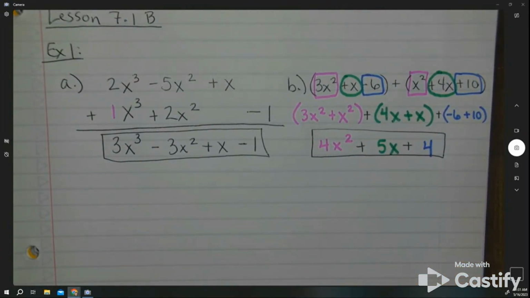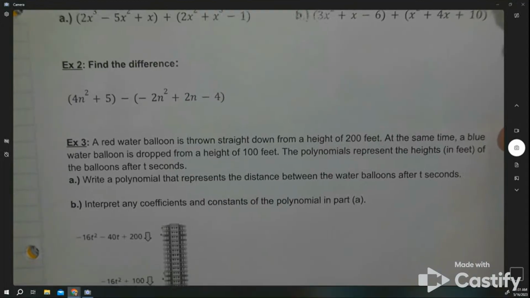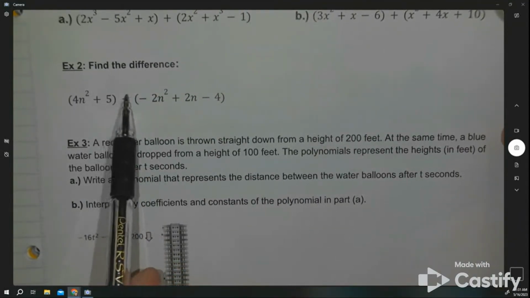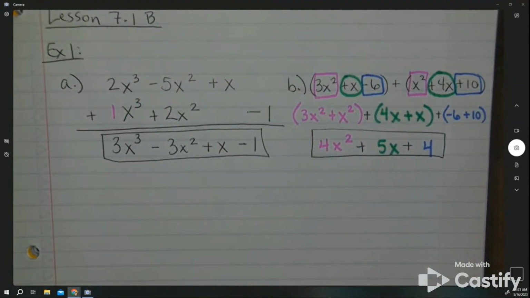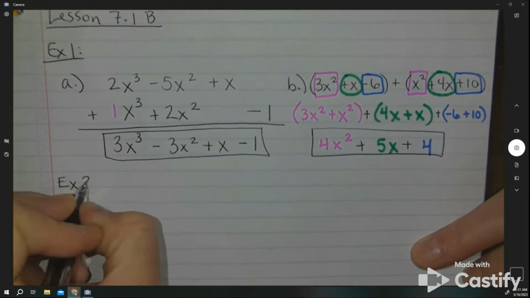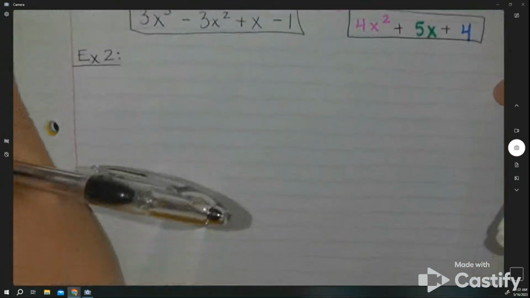For example 2, we're going to find the difference here. Now, what you need to remember is that it says minus in front of parentheses, so it's kind of like making sure we do the distributive property with that. So let's set it up first. I like to do the subtraction ones as a vertical problem. It does make life a lot easier when we're trying to see what we have and where it is going.